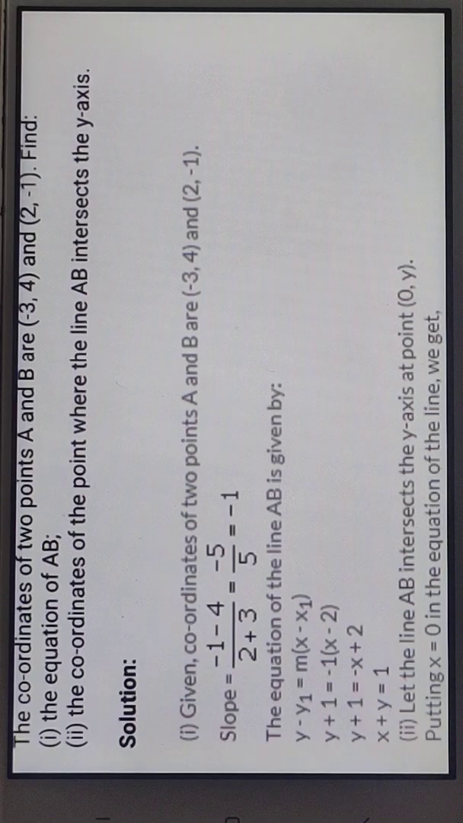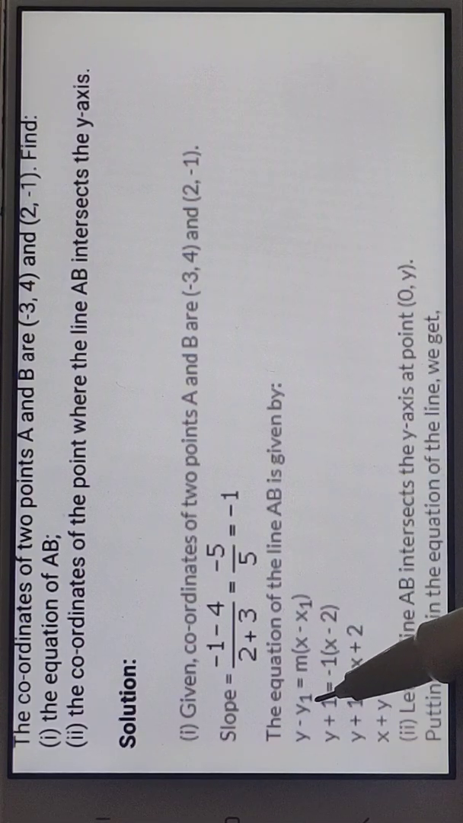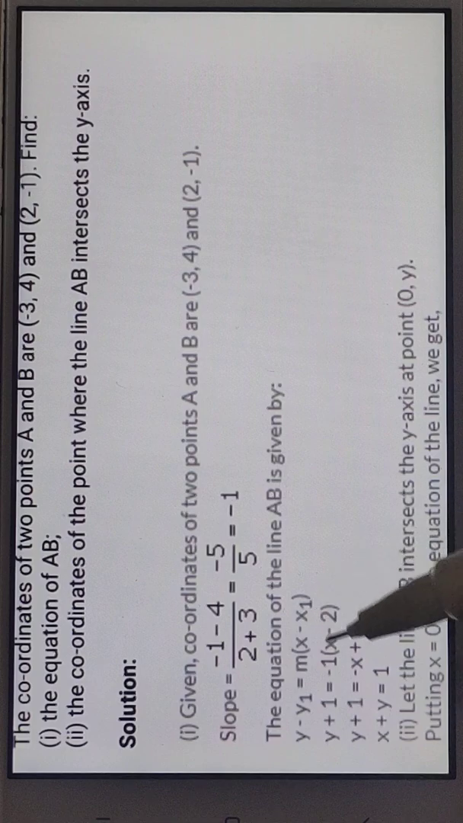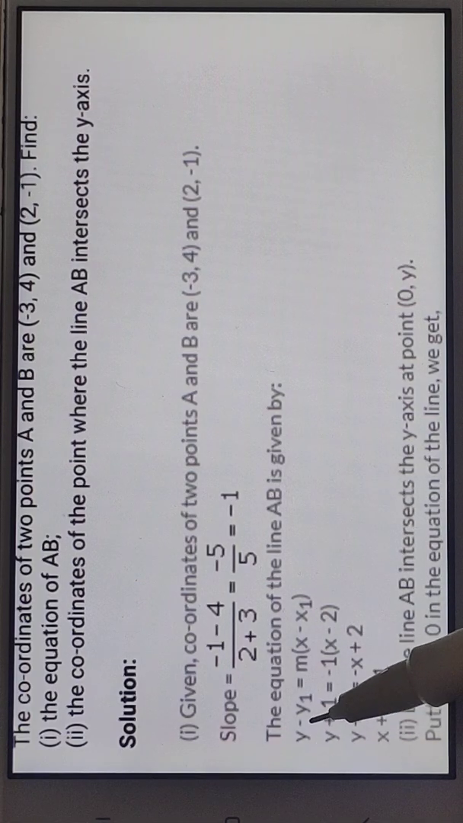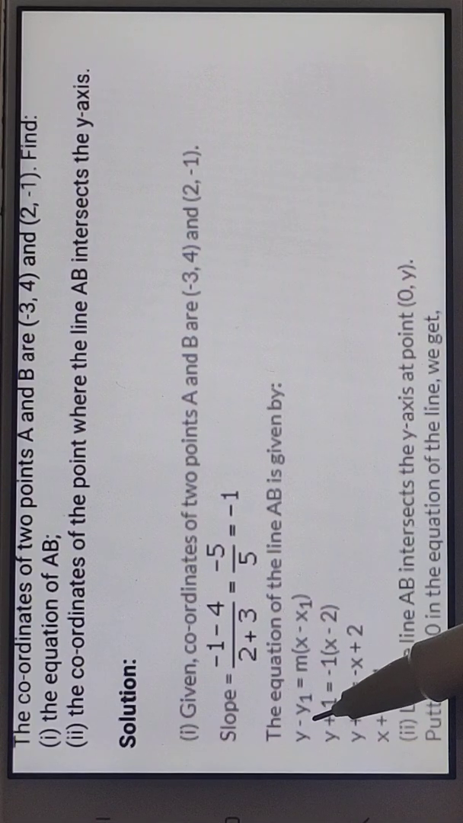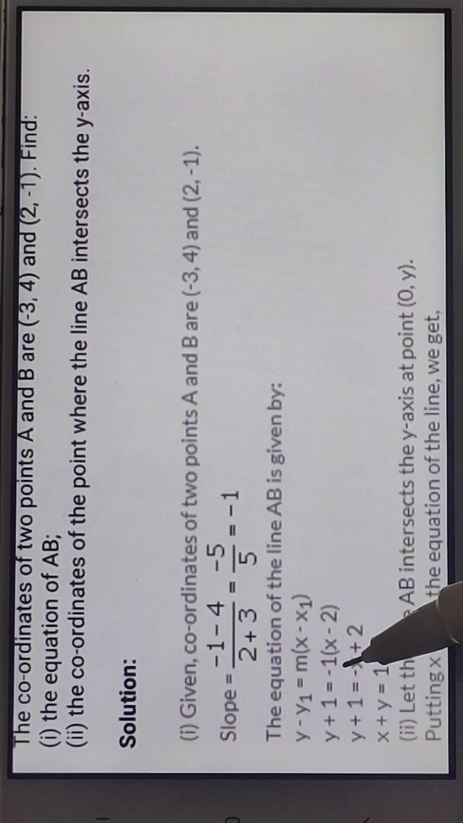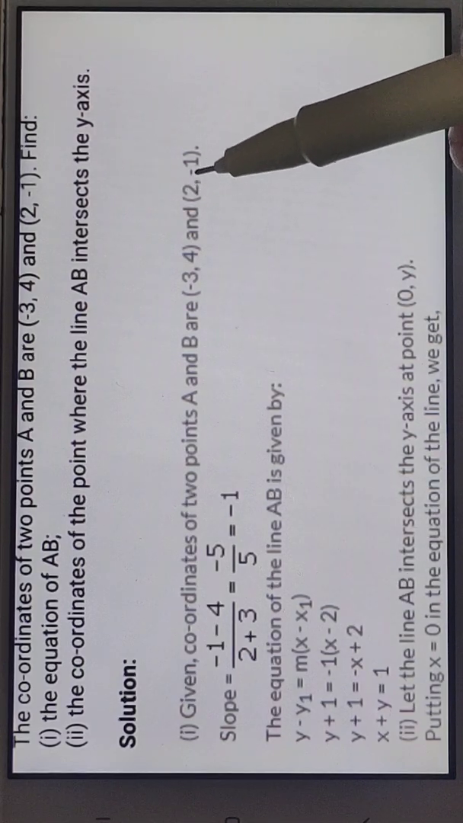So let's say I'm taking this point's coordinates and substituting them in place of y1 and x1. The required equation will be y minus y1. Now the value of y1 itself is -1 and there is a minus sign, so y minus y1, minus into -1, will give us +1. So y plus 1 equal to, in place of m I am going to substitute the value -1, into x minus x1. So x minus x1 is x minus 2.